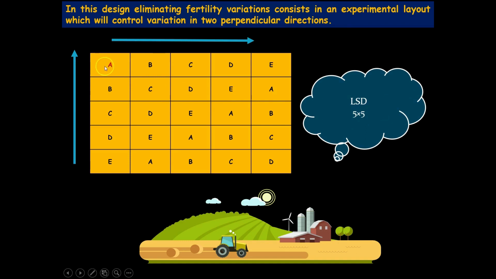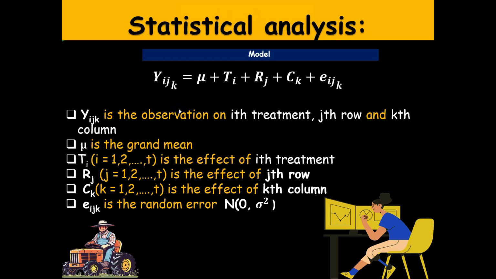So the randomization is done in a way that, suppose we have 5 treatments A, B, C, D, E, meaning we have 5 columns and 5 rows, and we have to allocate these treatments in such a way that each treatment occurs once in each row and each column. If we take the example of A, it occurs only once in this row and only once in this column. Take the example of E, it occurs only once in this row and only once in this column. So this is how we randomly allocate the treatments in Latin square design.